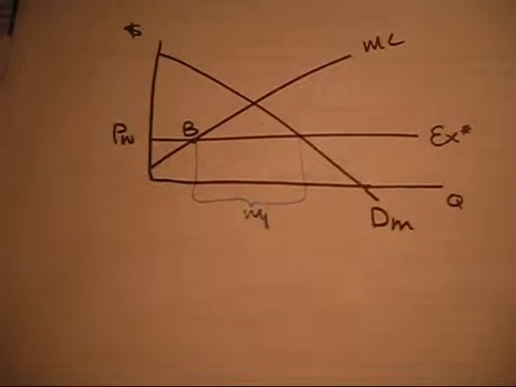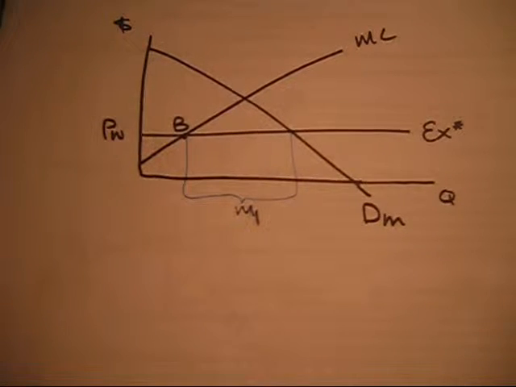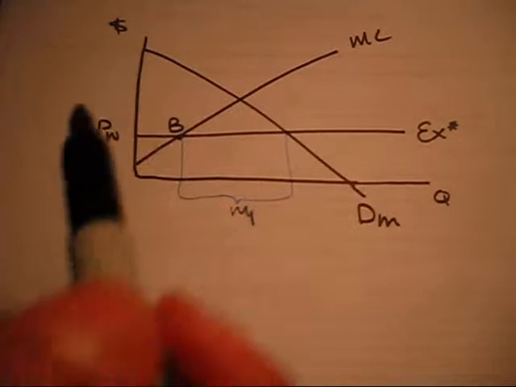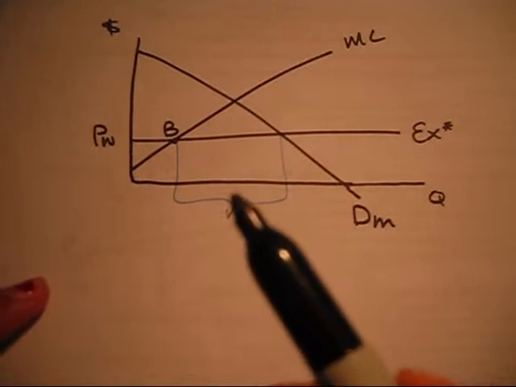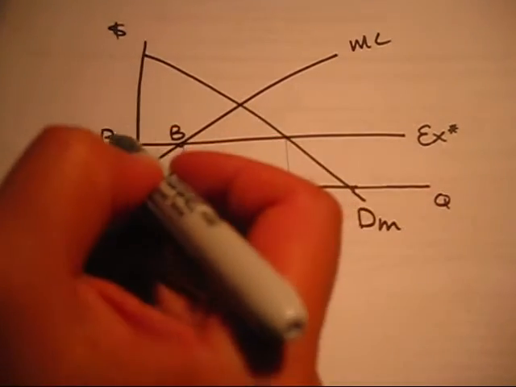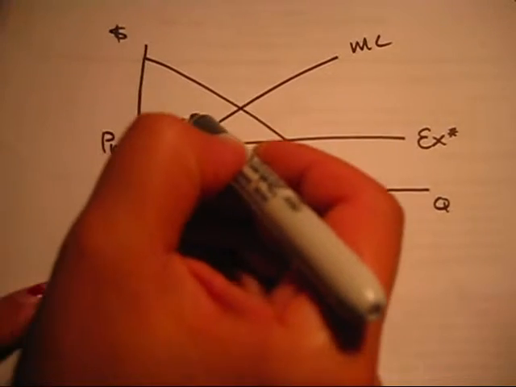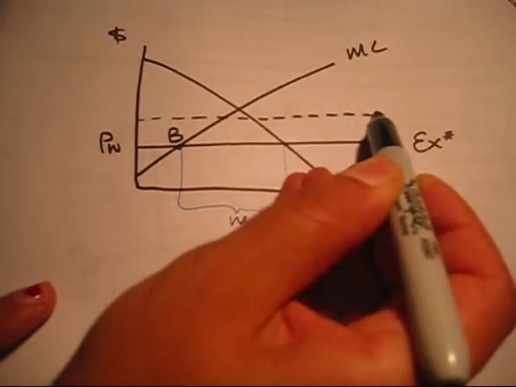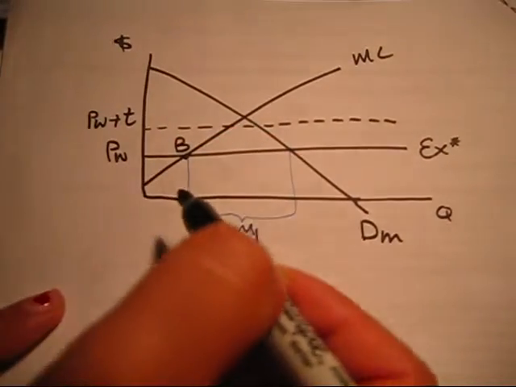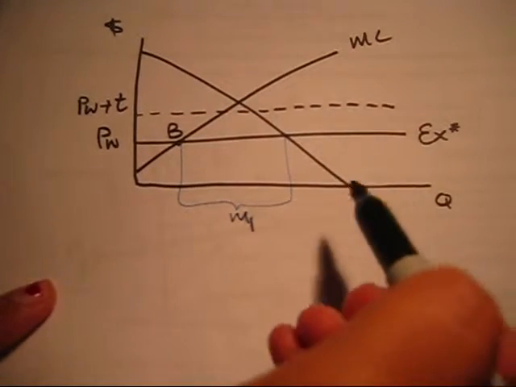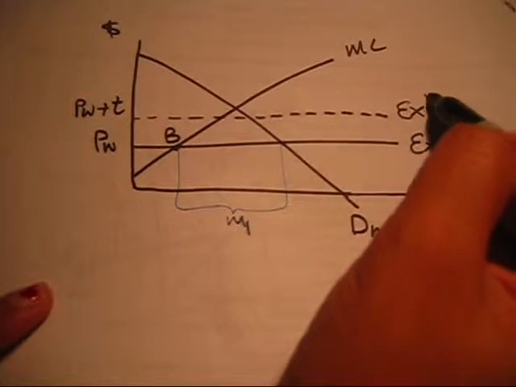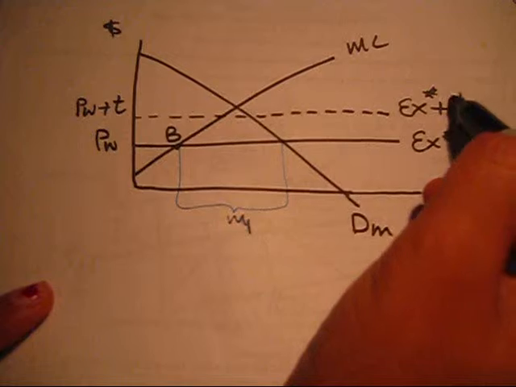Now let's suppose home imposes a tariff on imports of $T. How is it going to affect this graph of the home country? We know that for a small country, a tariff will increase the market price at home from PW to PW plus T. So this is going to be an upward shift, PW plus T. From previous lessons, we know that EX will shift up, EX plus T.